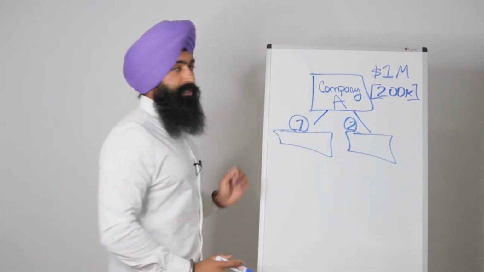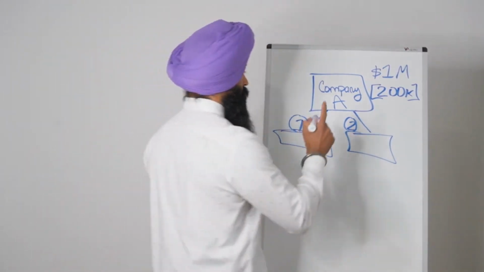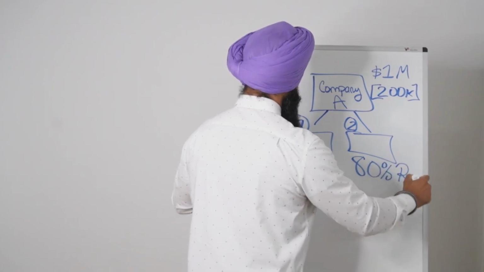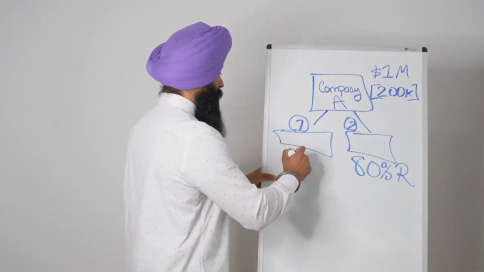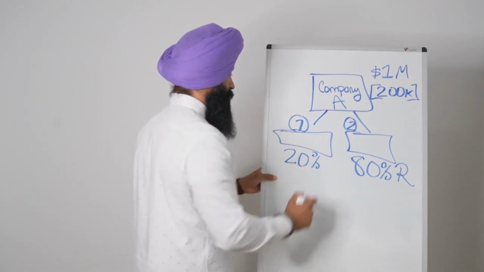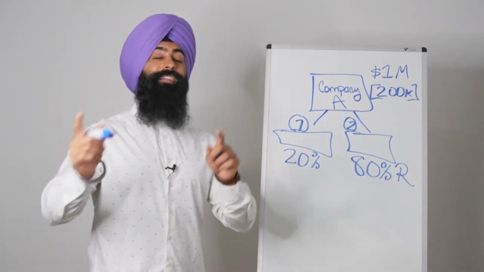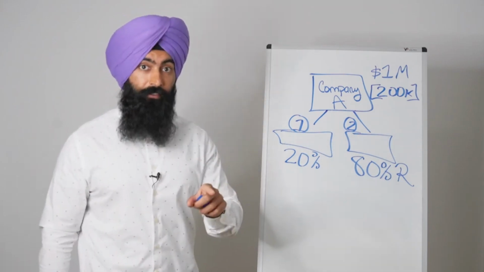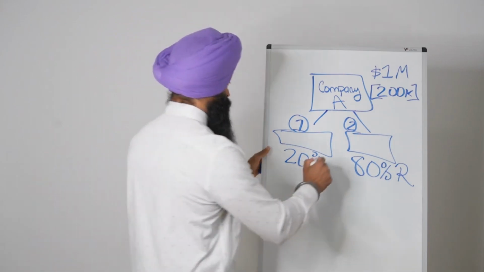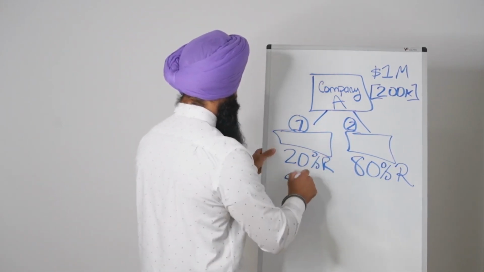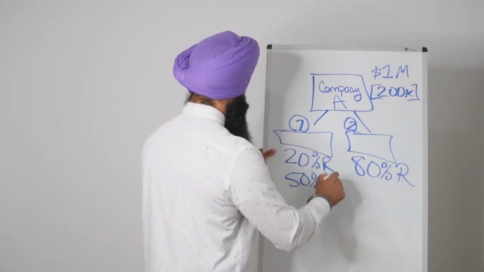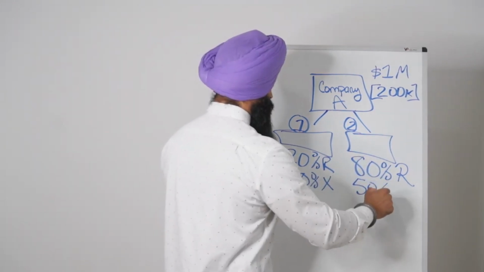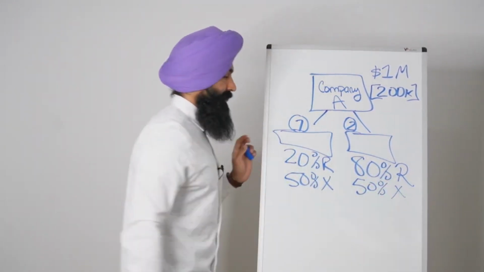Two very different divisions. However, division 2 makes up 80% of the revenue, and division 1 makes up 20% of the revenue. And then if you dig a little bit deeper, what you see is that division 1 has half of the employees and half of the expenses. So this is 20% of the revenue, but 50% of the expenses. And division 2 is also 50% of the expenses.